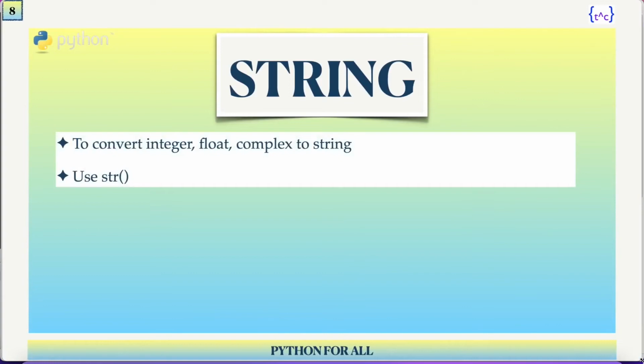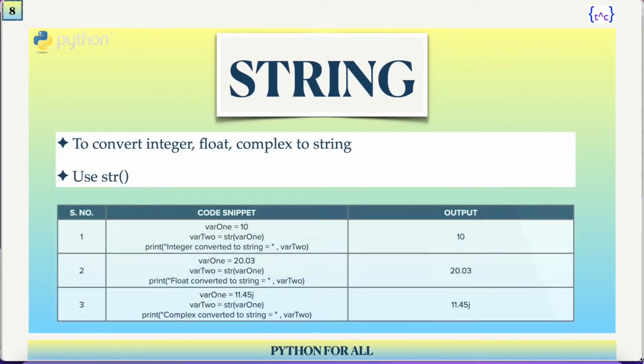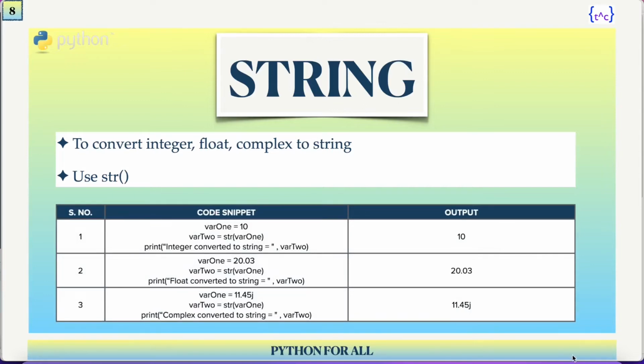And another one is string. If you wish to convert any integer, float or complex to a string, you should be using the str function. And here are some examples. I will now be demonstrating all these integer, float and string explicit type conversions in the Python IDLE editor.